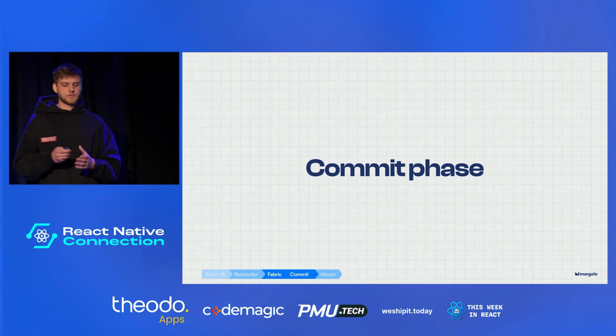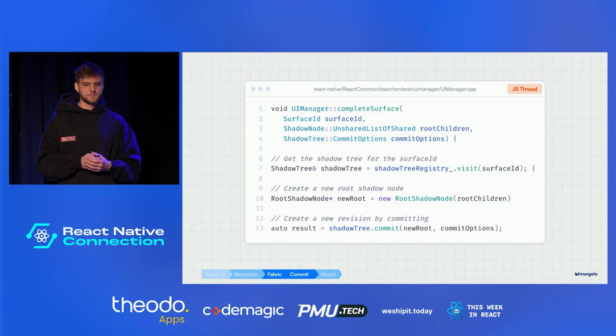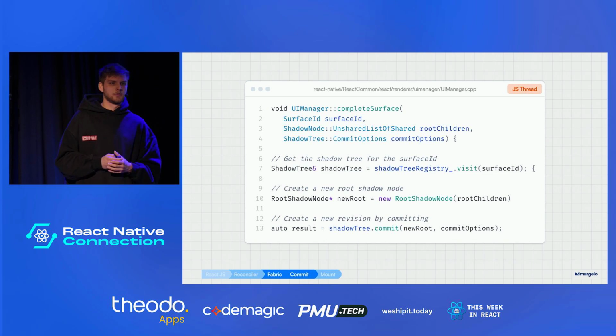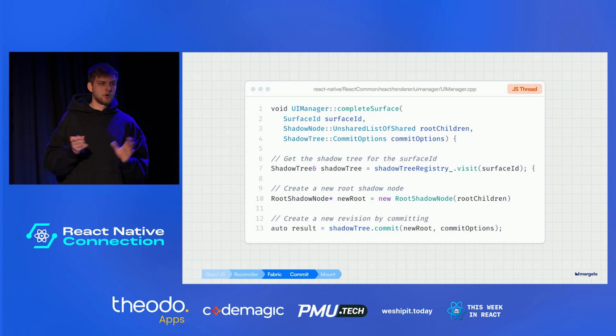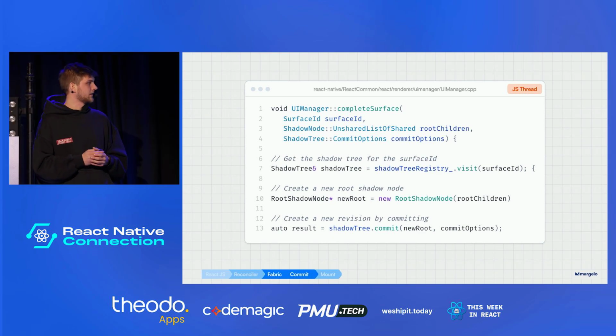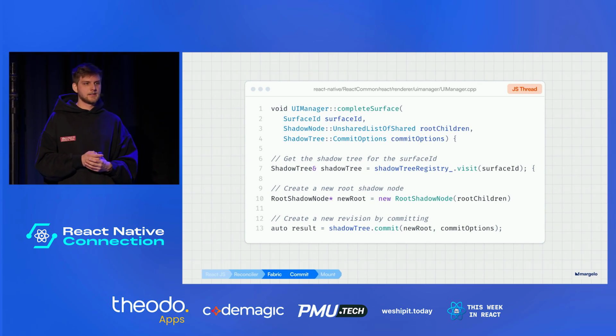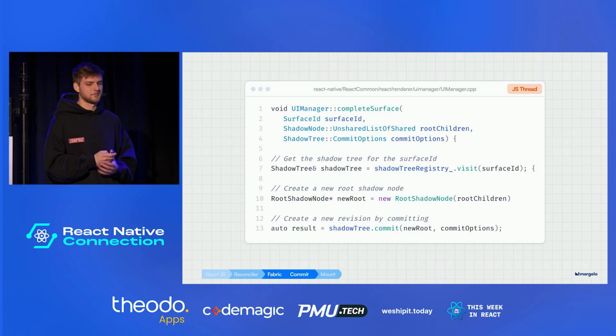So coming to the first phase of Fabric, we can think of it in two phases. And the first phase really is the commit phase. And what the reconciler will do is, once it's done creating the fiber node tree, and we have created the shadow node tree alongside with it, it will say, okay, I've completed the tree now. And this function will get called on the native side. And what we see here is that we get the right shadow tree for a surface ID. Now, in React Native, you can have different surfaces, but in your regular React Native app that you use as a developer, you usually only have one surface, and you don't really need to worry about it, but it's a fact to keep in mind.